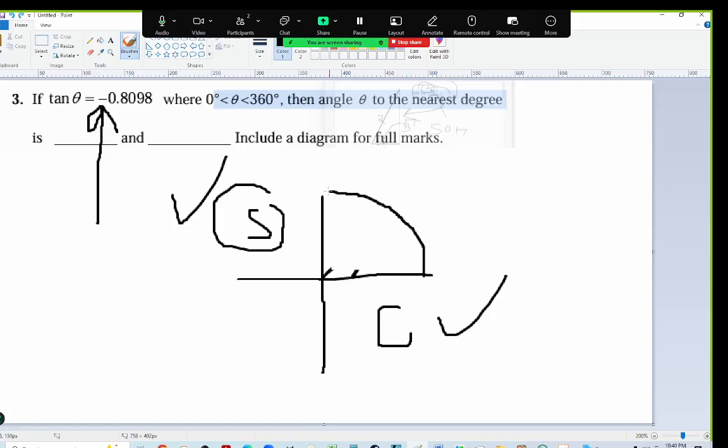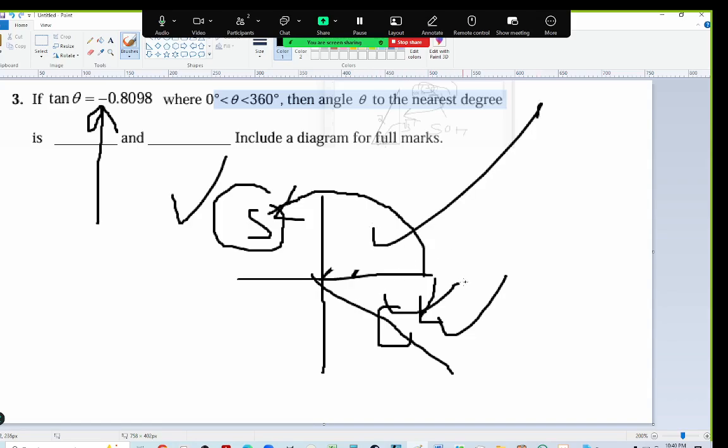So when we start here and go all the way around, it's further to get here than it is to get here. So your calculator is going to spit out the closest quadrant to where we start, either this quadrant or this quadrant. It's annoying. You have to know what your calculator is going to spit out.